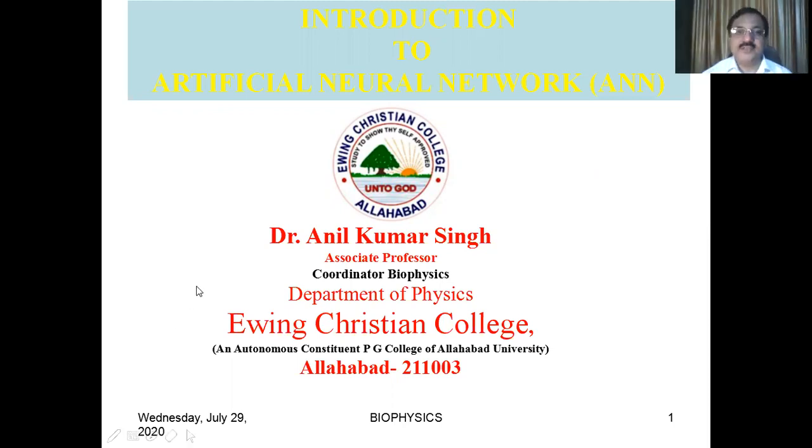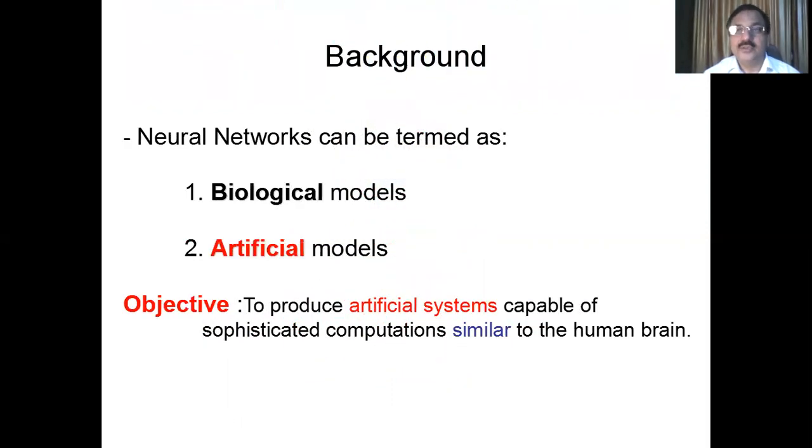Today I am going to talk about the artificial neural network. This artificial neural network is a unit in the third paper of Biophysics, semester 5. In this unit, under the heading of evolutionary computation, one of the topics is artificial neural network, next is the genetic algorithm, and then RNA, DNA, and denaturation or renaturation of it. So let us discuss the neural network.